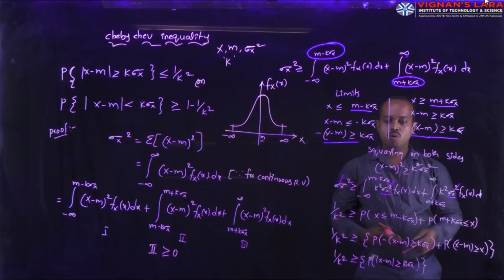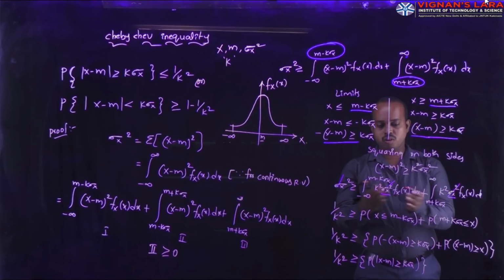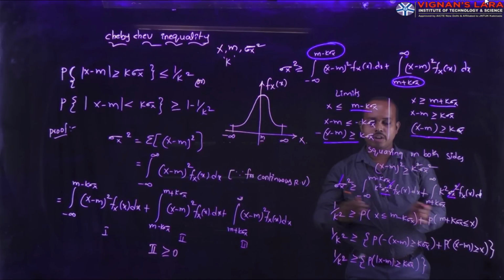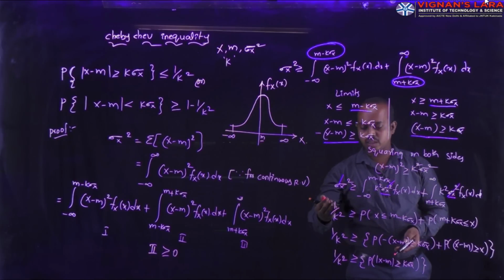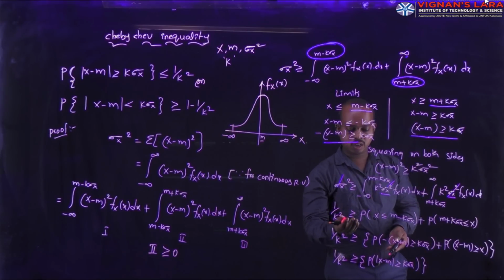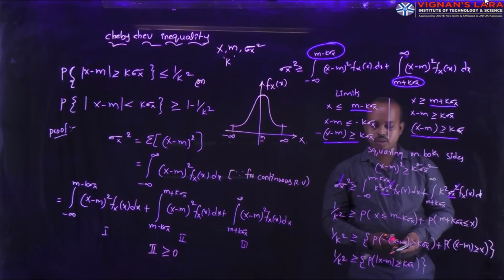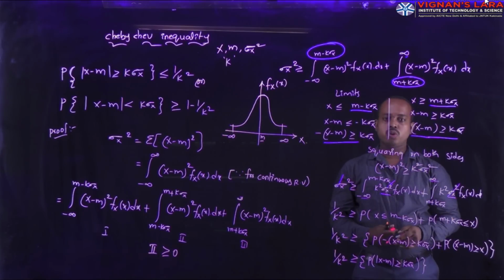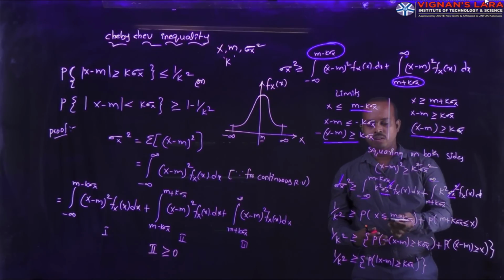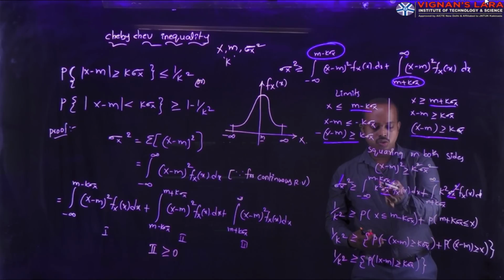K is a constant. That's why you can take k square as a common factor from these two terms, and you can move this to the left hand side. Already it is multiplying, so moving to the left side, it is a division. That's why I'm writing 1 by k square greater than or equal to the limiting quantities. The minus infinity and plus infinity we do not consider. That's why you can write the limits we have from this equation here.